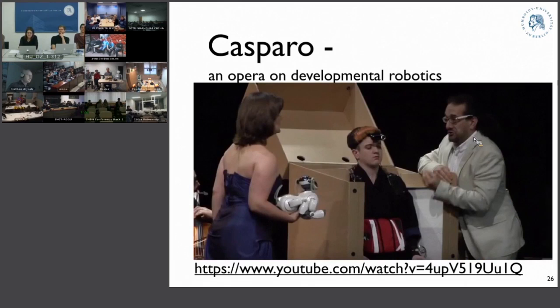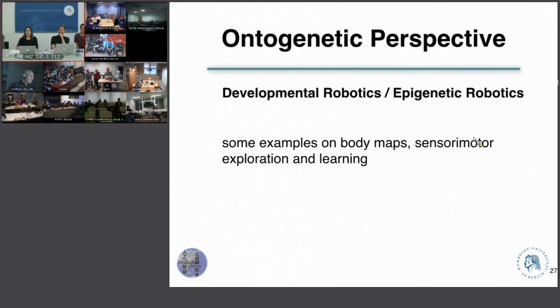So let's continue with some more research-related topics in developmental robotics. I'm going to present some examples on body maps, which are representations of body skills, sensory motor exploration and learning. So we start with body maps.